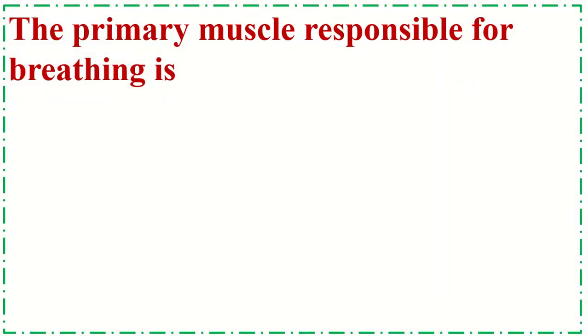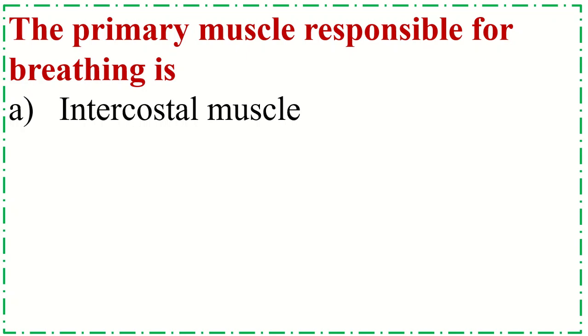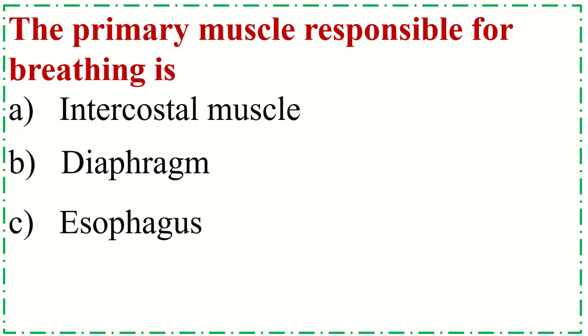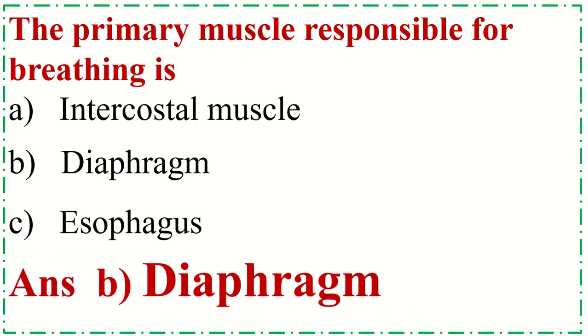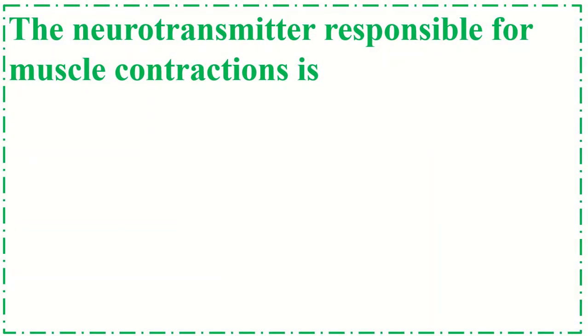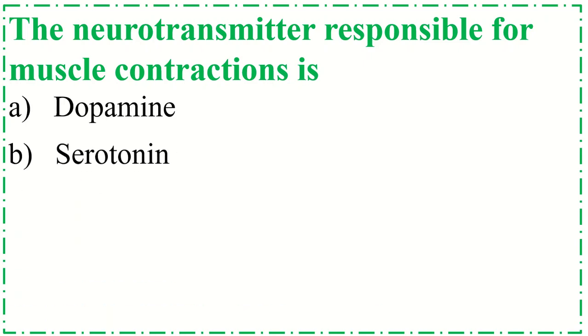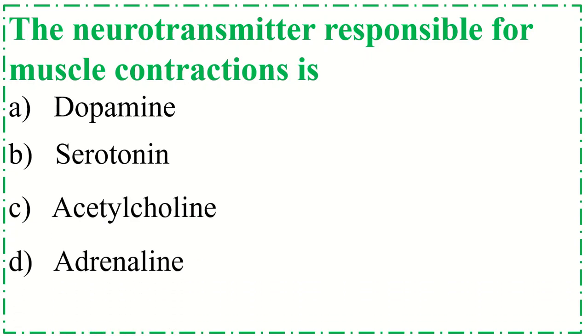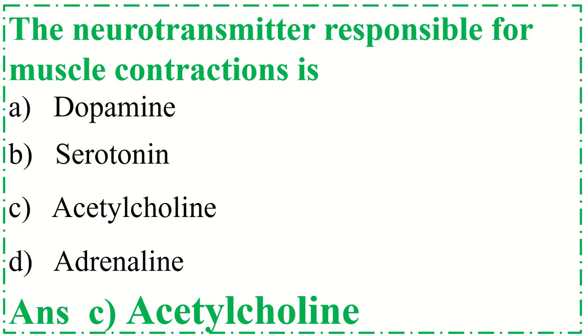The primary muscle responsible for breathing is option A intercostal muscle, B diaphragm, C esophagus. Correct option is B diaphragm. The neurotransmitter responsible for muscle contraction is A dopamine, B serotonin, C acetylcholine, D adrenaline. Correct option is C acetylcholine.